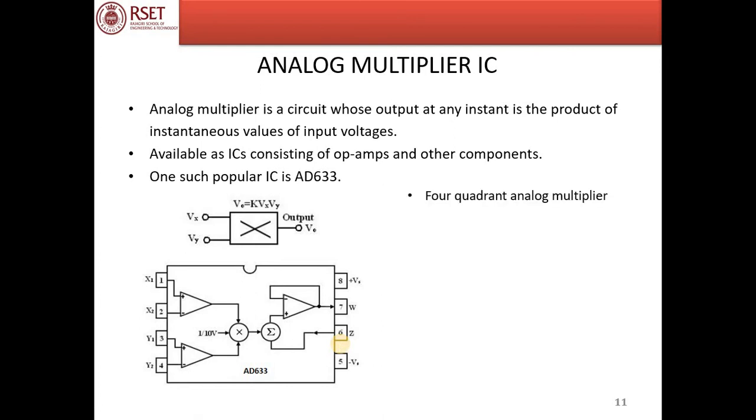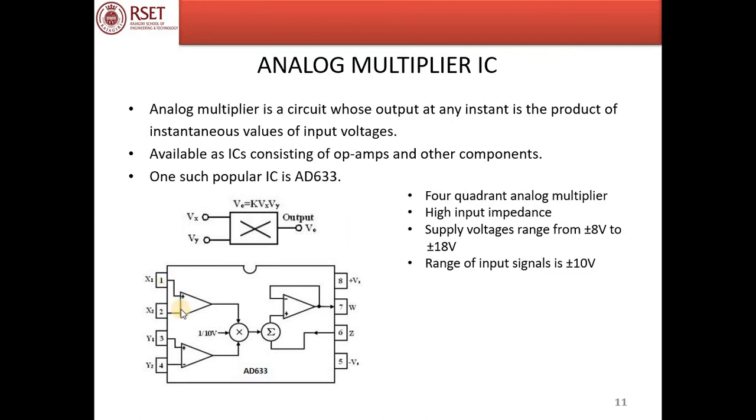So let us look at some of the characteristics of AD633 multiplier. This can be used as a 4-quadrant multiplier. It has got a high input impedance. Therefore, it does not load the source. Supply voltage, that is plus minus Vs, can range from plus minus 8 volt to plus minus 18 volt. The input signal range can be plus minus 10 volt. We are imposing this limitation so that this IC does not go to saturation.